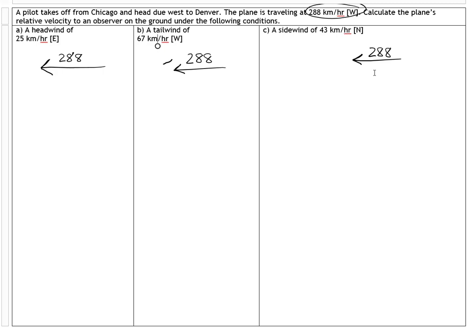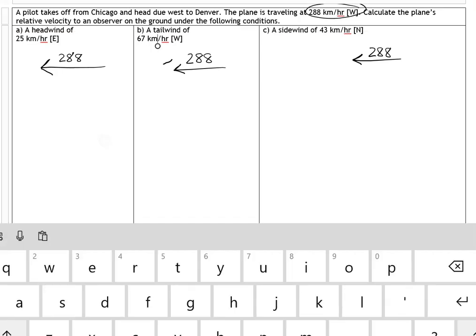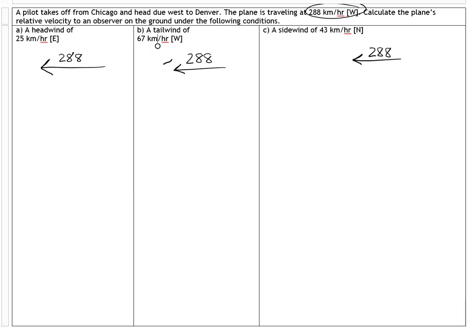So this very first condition that we have here is a headwind of 25 kilometers per hour. Now, you can look at the direction or you can stop and think about what a headwind means. So we're talking wind at the head of the airplane. So if the plane is flying west, and we have wind coming at the head of the plane, it's going to be going in the opposite direction. So this is the 25 here.